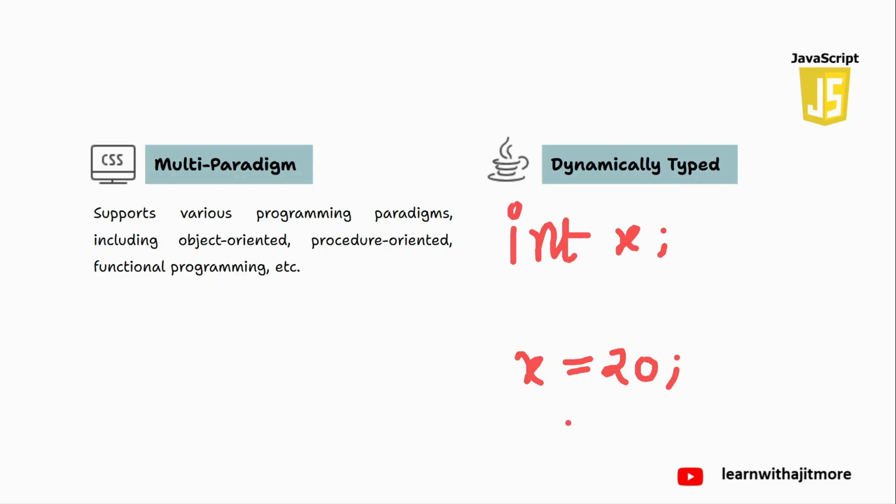But the language in which there is no concept of declaration like this, no need to declare and give the data type and all, you can directly assign the value. And what value you have assigned will decide its data type.